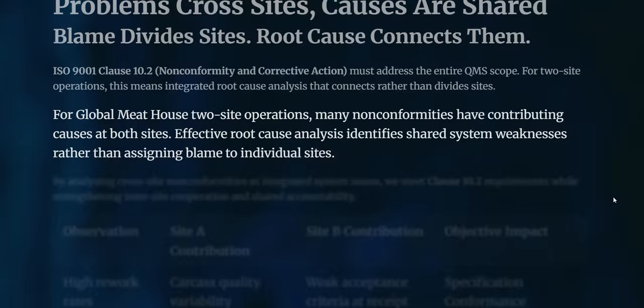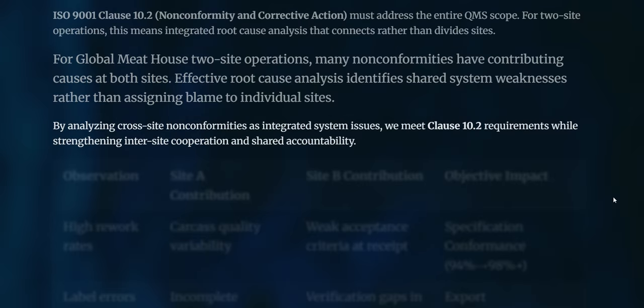For Global Meat House, two-site operations, many nonconformities have contributing causes at both sites. Effective root cause analysis identifies shared system weaknesses rather than assigning blame to individual sites. By analyzing cross-site nonconformities as integrated system issues, we meet the Clause 10.2 requirement while strengthening inter-site cooperation and shared accountability.